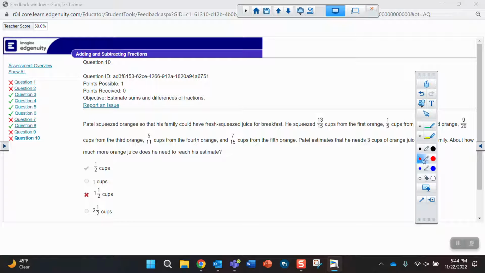Okay, so I'm just going to kind of jot some things down. I'm not real sure where I'm going to go with this yet. I know I could add them all up. 1/5 a cup, and then 9/20 of a cup, and 5/11 of a cup, and 7/15 of a cup. He estimates that he needs 3 cups. So this is an estimation. I don't know if I want to get a common denominator and actually add all this up. We're just estimating. So I guess if we're going to estimate, I would maybe do something like this.